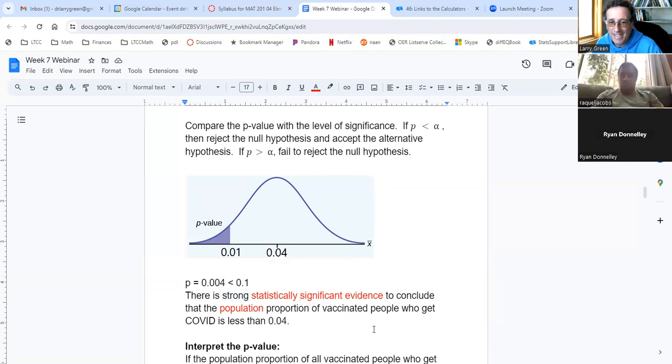So what you do is, see this significant? What's the opposite of significant? Insignificant. You put IN. So if the p-value had been large, you put IN. It isn't, so I'm going to erase that IN. So you don't have to change much, actually. It's not strong, by the way. So you would just say there is statistically insignificant evidence to conclude that the population proportion of vaccinated people who get COVID is less than 0.04.